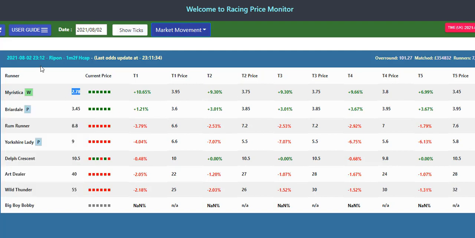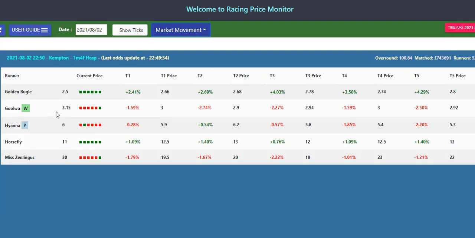So we can go from that race to another race here. We just go to Kempton. We can see there only a few runners. We can see the top weight Golden Bugle was a 2.41 percentage market mover. The winner was actually a drifter, as you can see there.